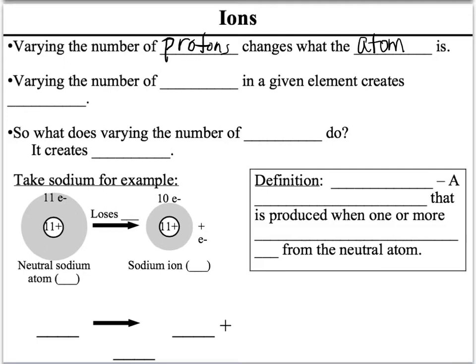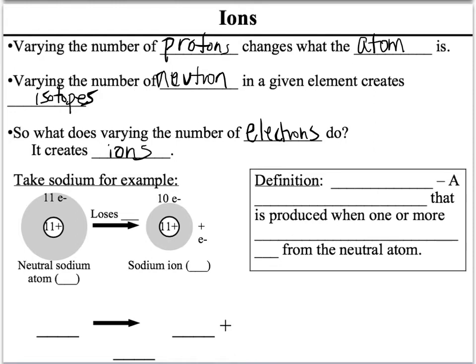Now, the other subatomic particle is the neutron. And if we vary the number of neutrons within a particular element, that gives rise to isotopes. So, our last subatomic particle is electrons. Electrons are what we're going to be really talking about today. Varying the number of electrons creates ions.